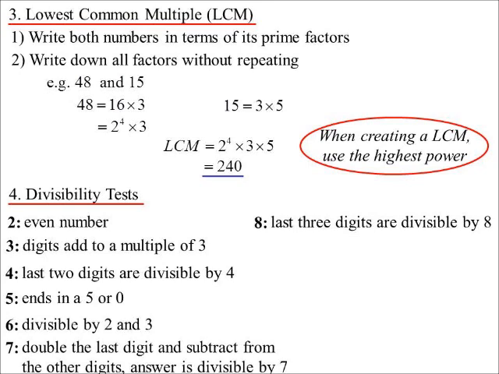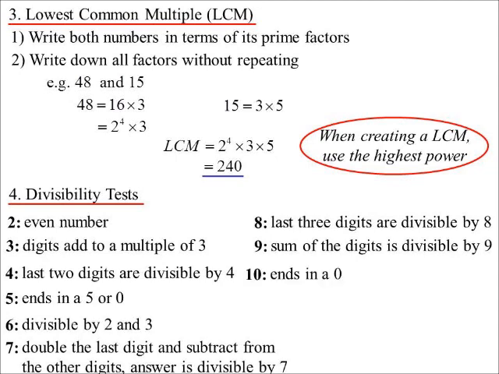9. That's right. Because again, you're talking about something that 3 goes into, but 3 squared goes into it. So 3 goes into it and goes into it again. So this time the sum of the digits is divisible by 9. All right, don't all rush at once. Ends in a 0. Okay.